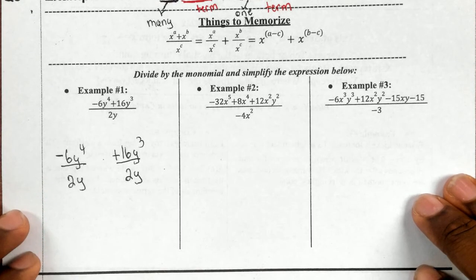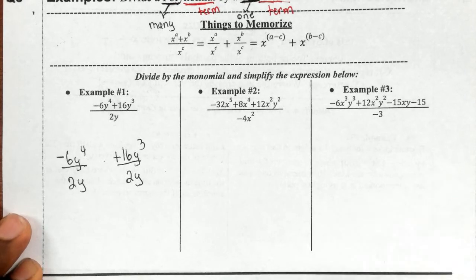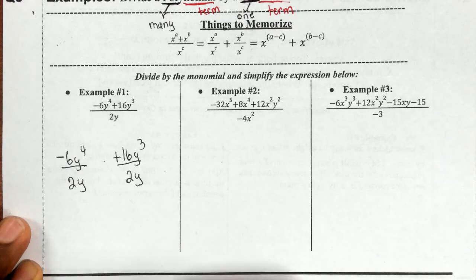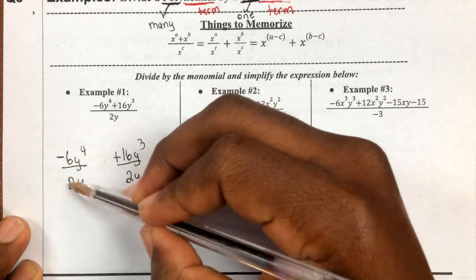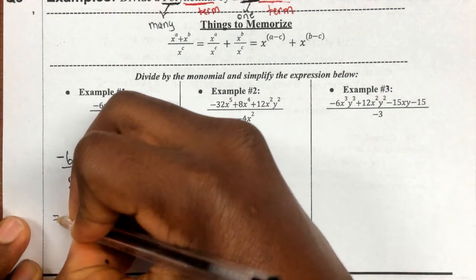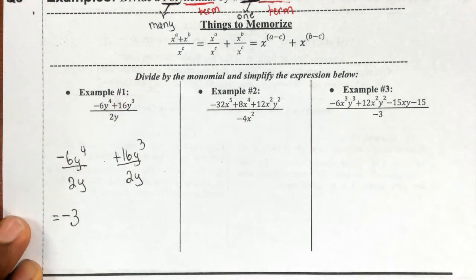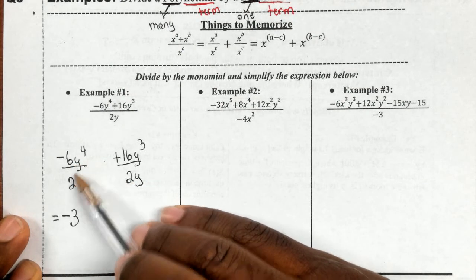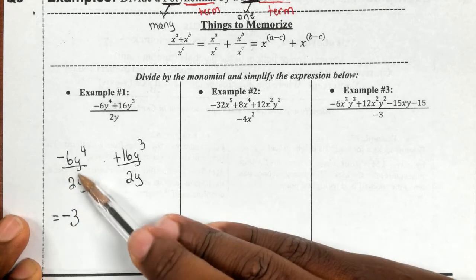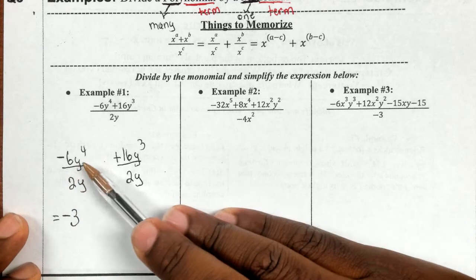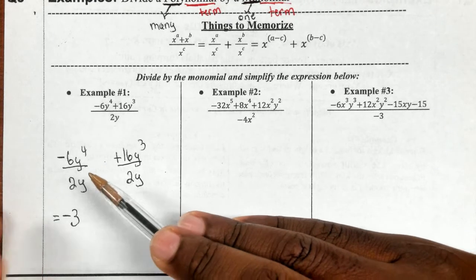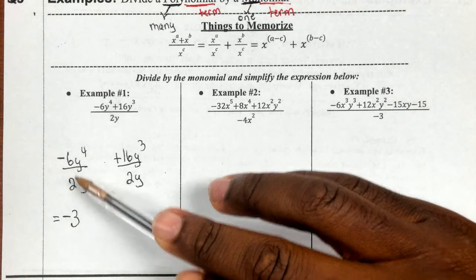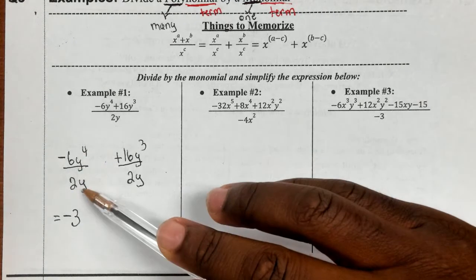When we're simplifying this, the first thing you're going to do is divide the coefficients, the number that's in front. So negative 6 divided by positive 2 is negative 3. Now I'm going to divide the variables, the letters. When you divide things that have the same base, the same letter, you subtract exponents.